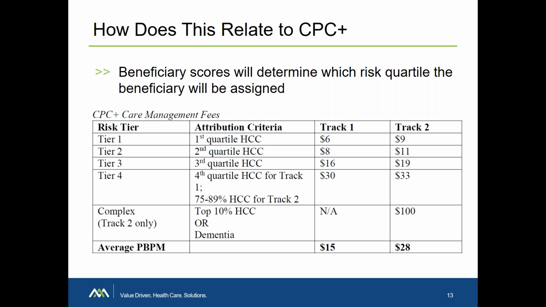On this slide, you will see a CPC Plus care management fee chart. If a patient falls into the Tier 3, which is the third quartile for HCC, their per beneficiary per month payment would be $16 if they were on Track 1 and $19 for Track 2. If they fell into Tier 2 and they were in Track 1, then that would be $8 per beneficiary per month that was assigned.